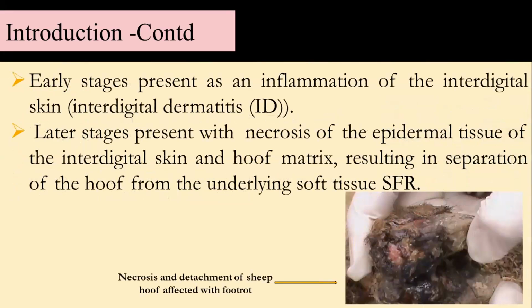I have also taken this photograph from the field. You can see here the necrosis of the hoof, and there is detachment of the hoof from the underlying soft tissue. As I said, this disease begins as interdigital dermatitis. It affects the interdigital skin, and it moves to the skin horn junction, and ultimately there is separation of the hoof from the underlying soft tissue.